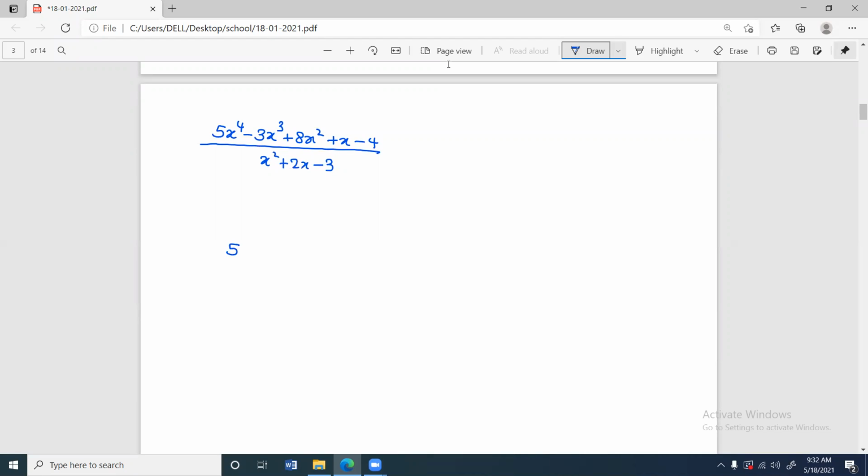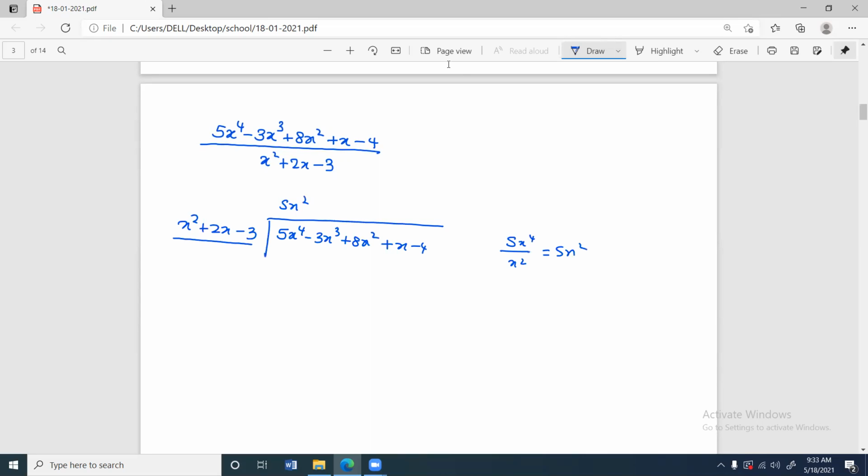I'll just divide 5x to the power 4 minus 3x cube plus 8x squared plus x minus 4. I need to divide by x squared plus 2x minus 3, right? Okay. Now we need to see the first term to first term. 5x to the power 4 to x squared, that is 5x squared. Just divide and see. Then 5x squared, then multiply this entire expression by this.